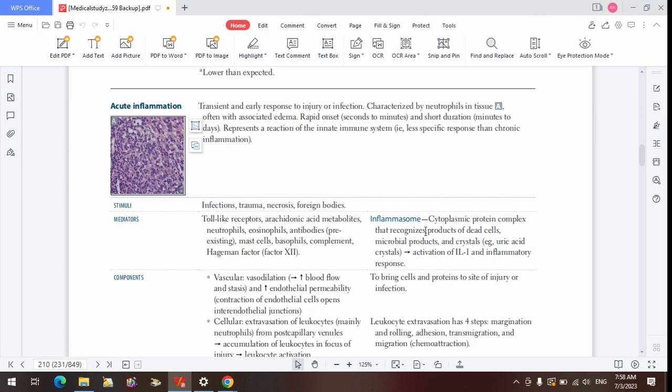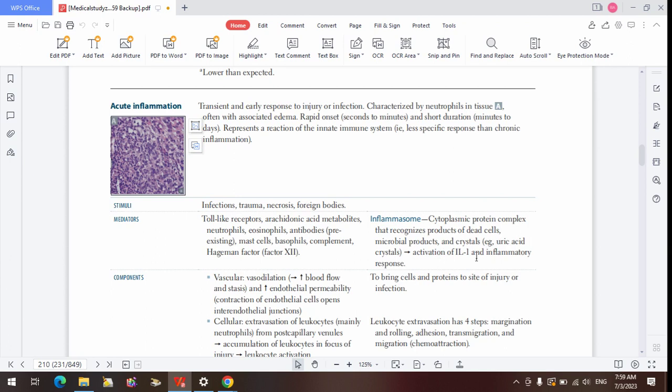this cytoplasmic protein complex will be activated and it will bind to all these DAMPs, which is the damage-associated molecular pattern. Some of them will also bind to the PAMPs, which is the pathogen-associated molecular pattern. An example of the pathogen molecular pattern are the microbial products. So the microbial products are PAMPs. They can easily fuse with this cytoplasmic protein complex. Then the DAMPs can also fuse with the cytoplasmic protein complex. Examples of those DAMPs are from necrotic tissues and all those things.